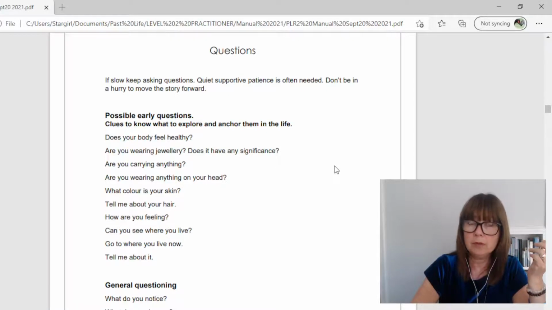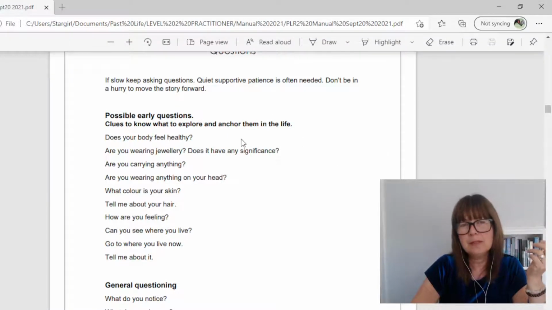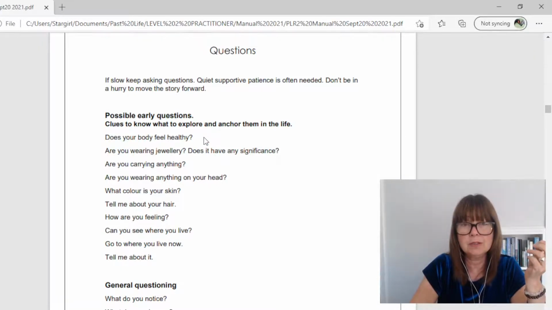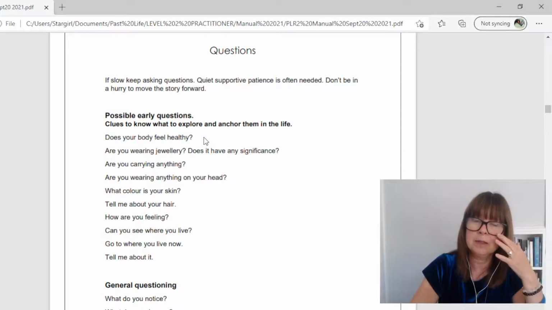Does your body feel healthy? I mean, these are not just for the beginning, but they could be helpful at the beginning. Does your body feel healthy? That can be a helpful question at any point, really, can't it? Especially if you think that it might not be.